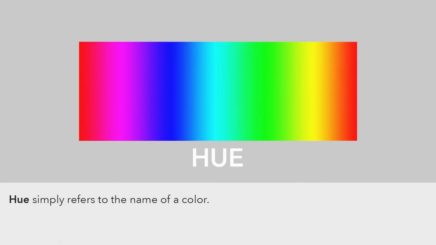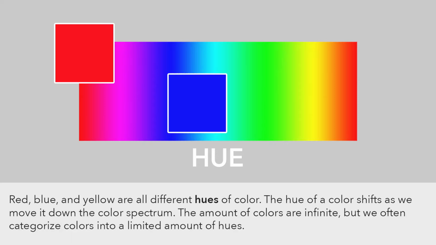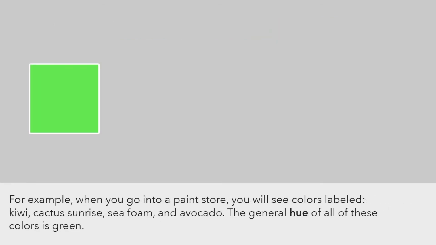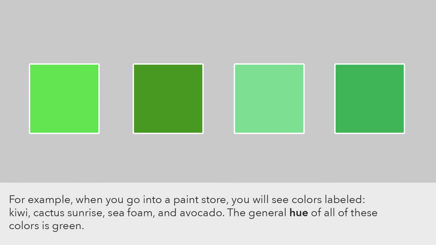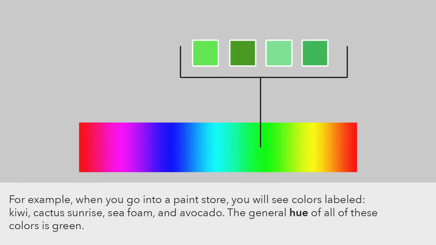Hue simply refers to the name of a color. Red, blue, and yellow are all different hues of a color. The hue of a color shifts as we move it down the color spectrum. The amount of colors are infinite, but we often categorize colors into a limited amount of hues. For example, when you go into a paint store, you'll see colors labeled kiwi, cactus sunrise, seafoam, and avocado. The general hue of all of these colors is green.